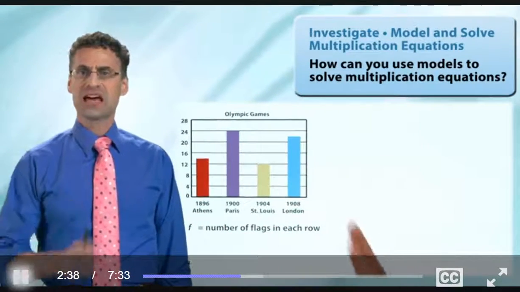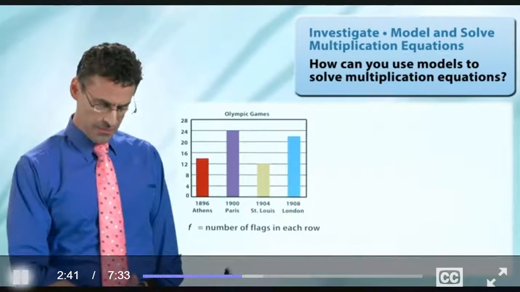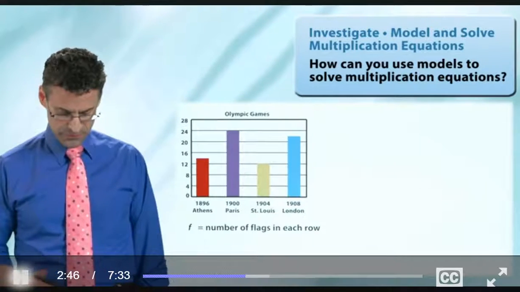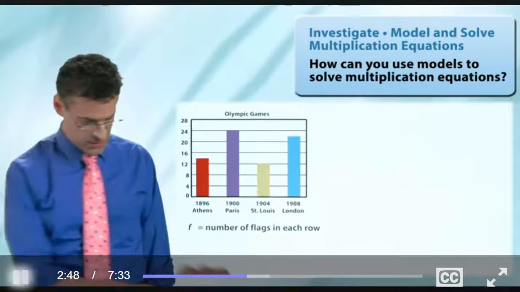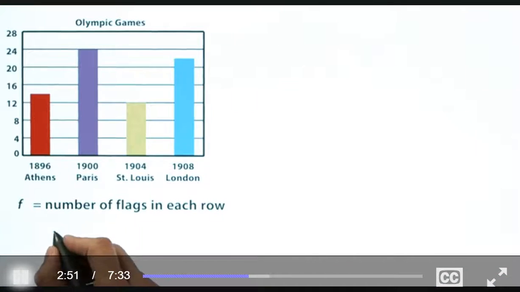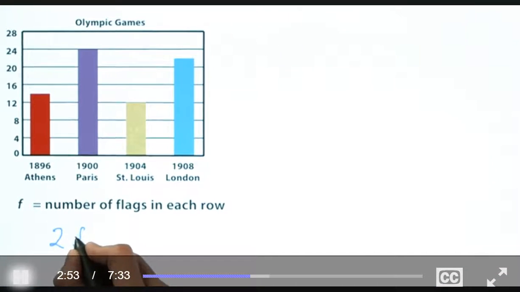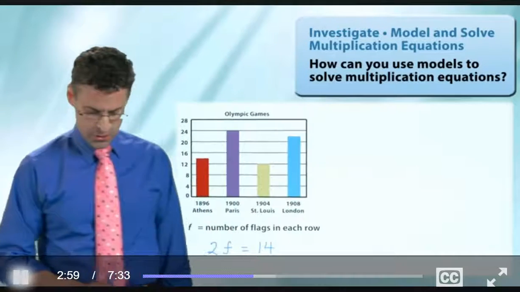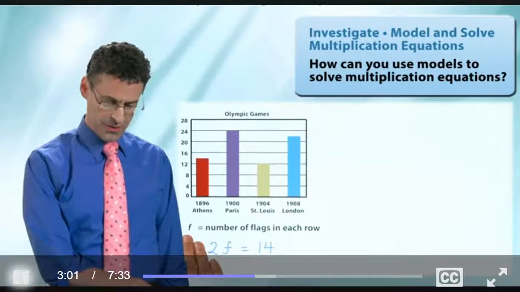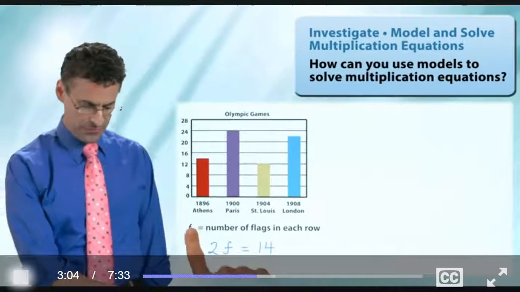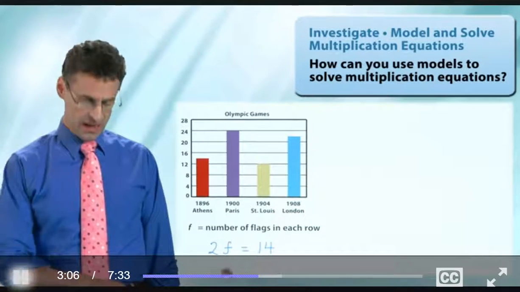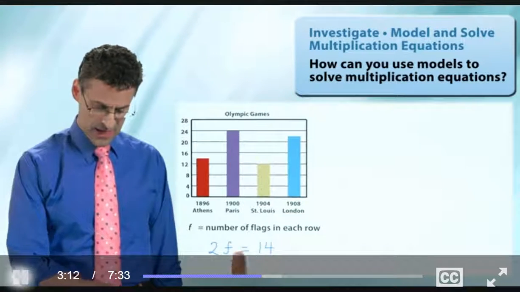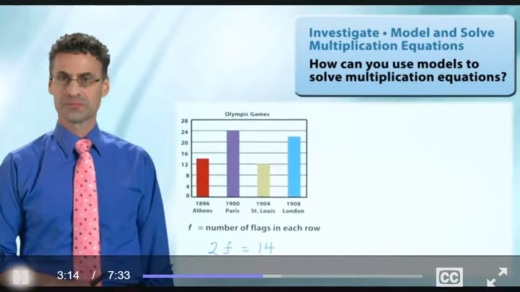So what does that mean? It means that 2 times the number of flags in each row, we have 2 rows, times F, must give me 14. And that is the equation. So here's the equation: 2 times F equals 14. This equation will allow us to figure out the mysterious unknown F, the number of flags in each row, knowing we're going to have 2 rows, each with F flags, and altogether we have 14 flags.